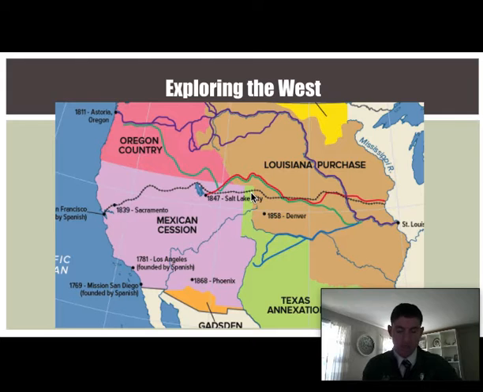Finally, Native Americans were forced to live on reservations. These are lands that are set aside for them. Reservations were often located in areas with poor soil and had farming difficulty.